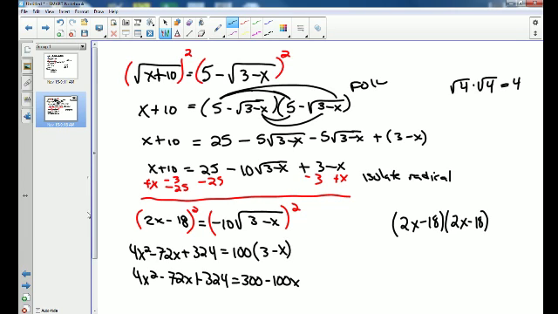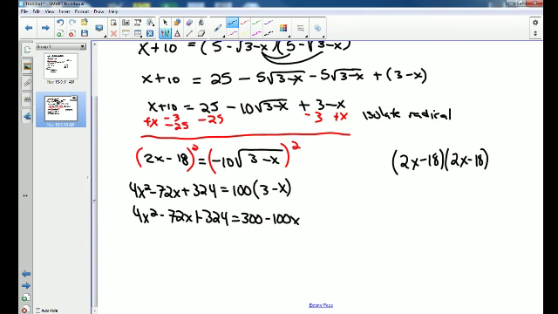Okay, so I distributed. If you weren't paying attention, there we go. Long problems. Welcome to math class. Now, move all this over here. It's quadratic, we have to set it equal to 0. Combine like terms.